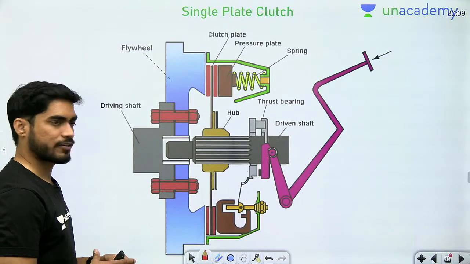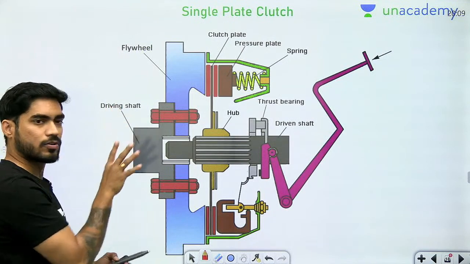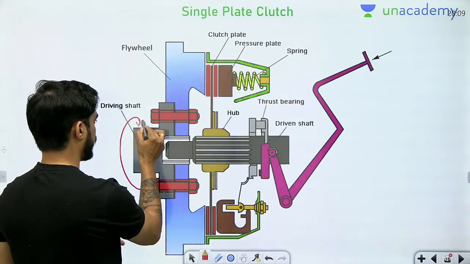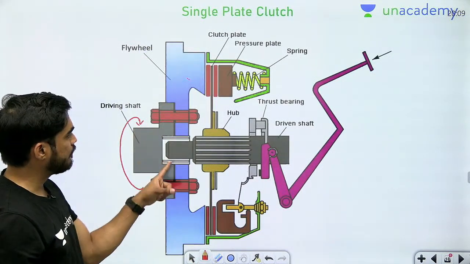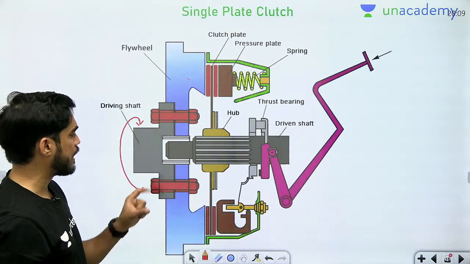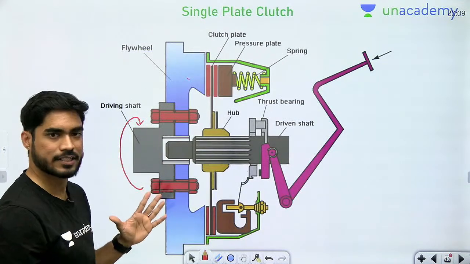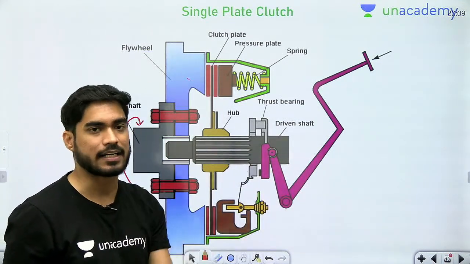So we have this driving shaft which is continuously rotating. Okay, this is continuously rotating. And this is the flywheel. The flywheel is attached to the driving shaft through these bolts. You can see the flywheel is attached to this driving shaft through this bolt. So flywheel is also rotating with the driving shaft.